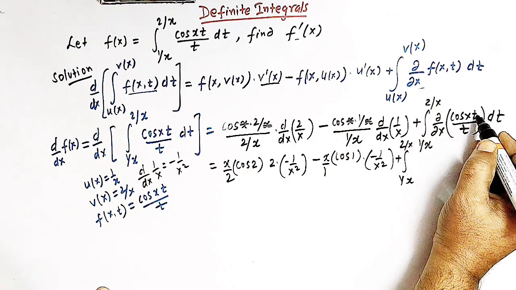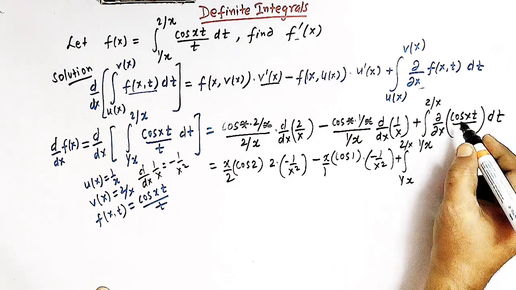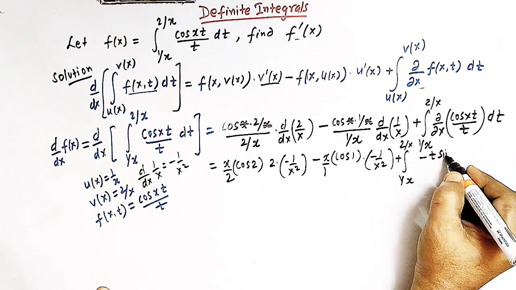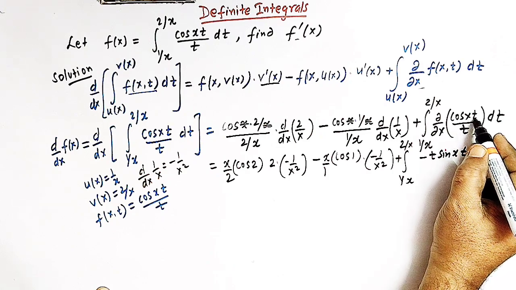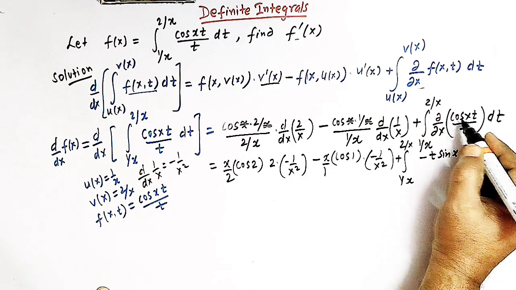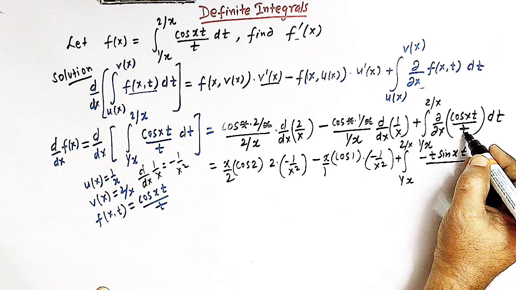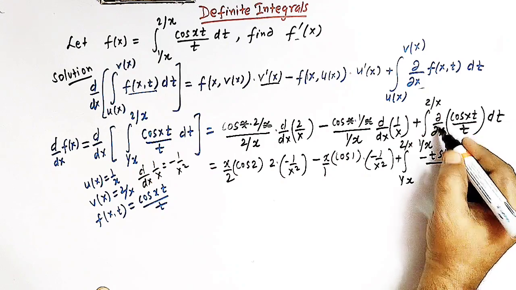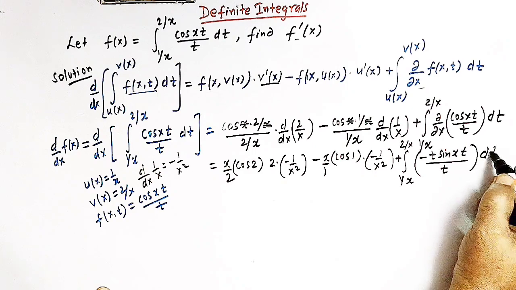So here we'll treat this t as a constant, so the derivative of cos xt is minus t sine xt, right? By chain rule, the derivative of xt with respect to x is simply t, and the derivative of cosine xt is negative sine xt, and this t remains as such because here we are taking the partial derivative with respect to x, and then we have dt.